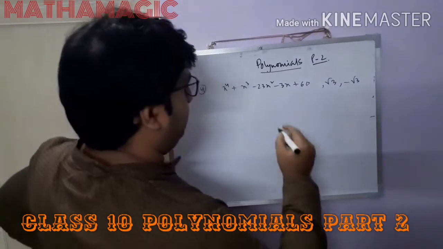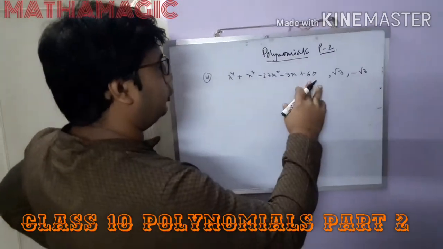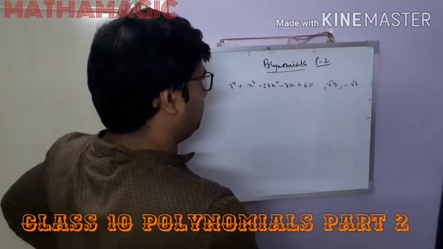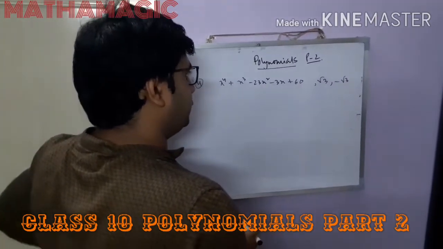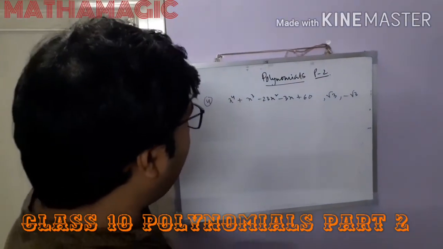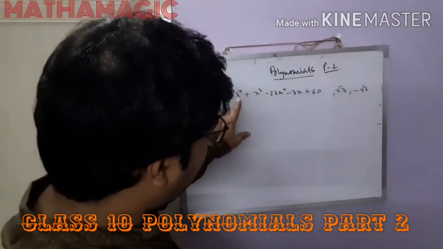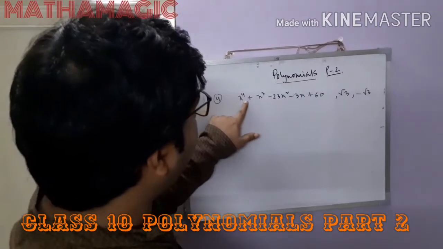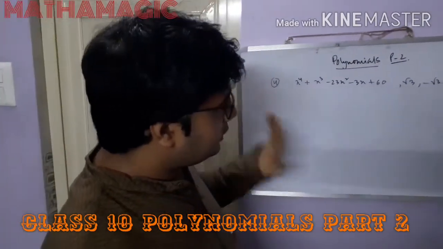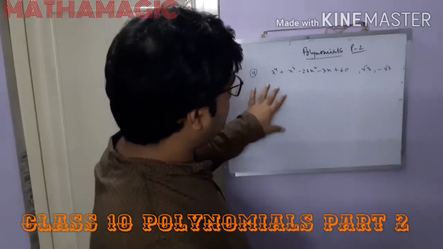So this is the polynomial. Two zeros of this polynomial are root 3 and minus root 3. We need to find the other two zeros. Why other two zeros? Because this is a biquadratic polynomial. That means it has a power or a degree of 4 for its variable, so it will have 4 roots. Just get the concept clear.